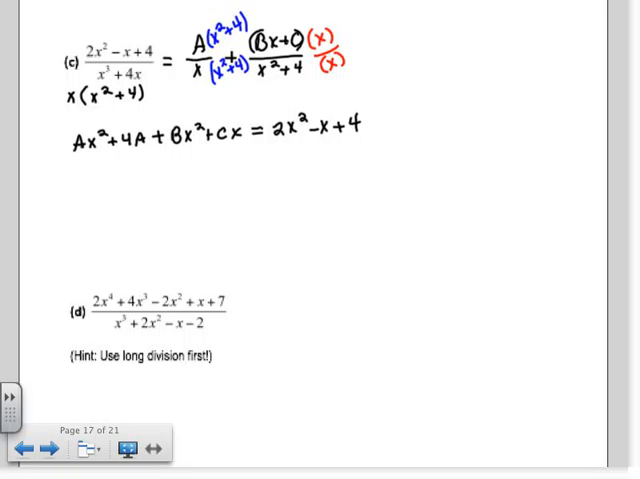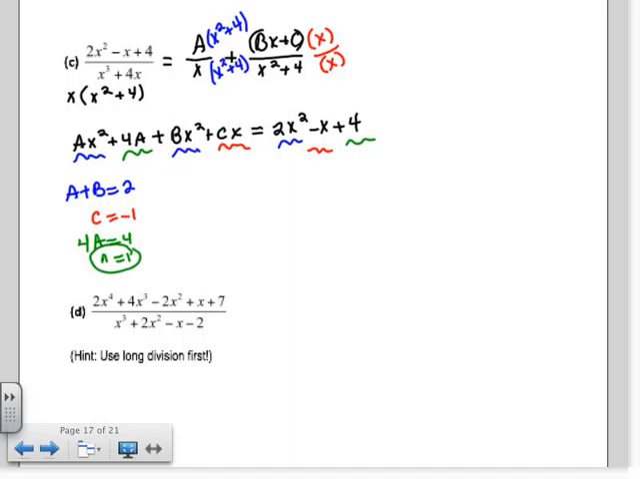I'm hoping it's easy. It doesn't look like it's going to be super easy, but we'll see. It's not too bad. All right, so ax squared, bx squared, they add up to be 2x squared. So right away I know a plus b have to make 2. That's one of them. The next one, so let's look at our x's. Cx equals negative x. That was nice. So c equals negative 1. Okay, the last one, 4a equals my number, 4. So a is equal to 1.